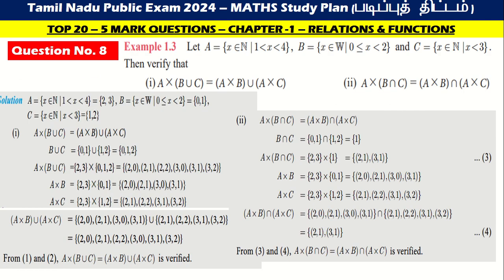So இதுல பாத்தீங்கன்னா உங்களுக்கு a cross b union c is equal to a cross b union a cross c. So, B union C is 0, 1, 2. This is the answer 2, 3. We will do 2, 0, 2, 1, 2, 2, 3, 0, 3, 1, 3, 2. A cross B union C, LHS value.